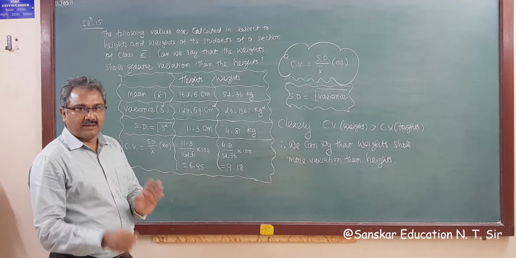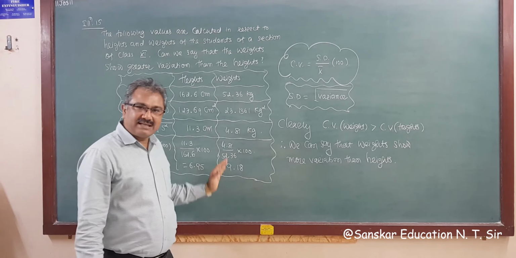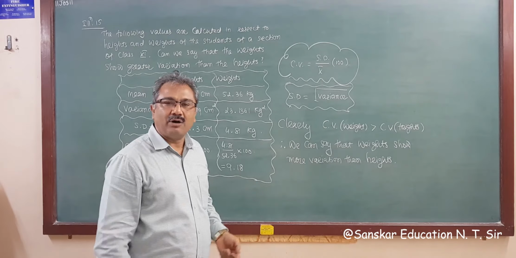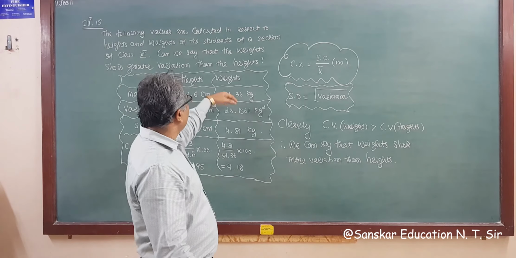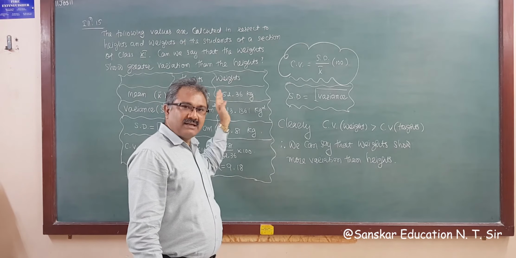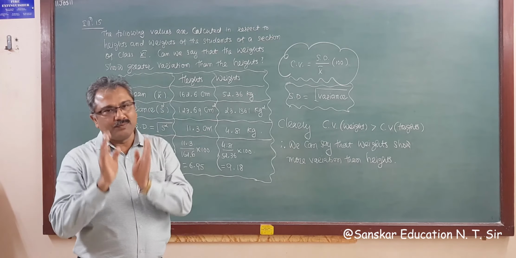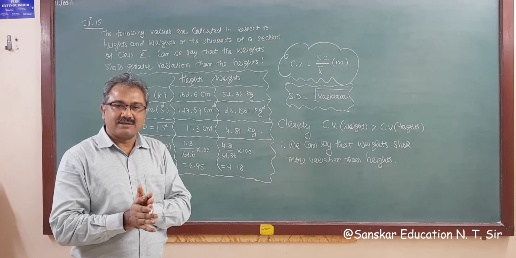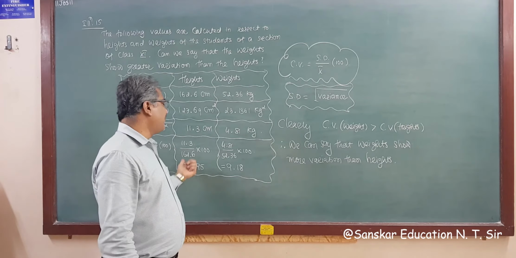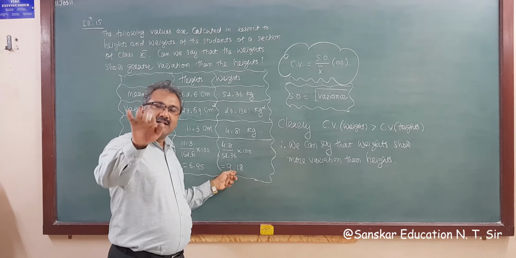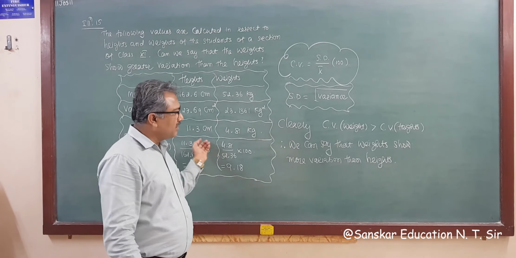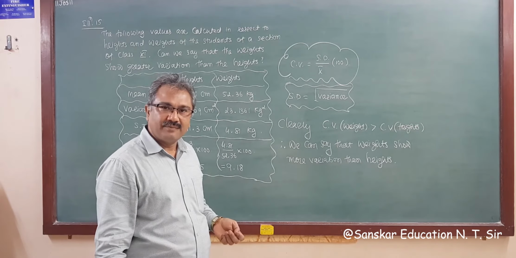If the CV is less, then that data, that series, whether height or weight, is more consistent. And if the CV is greater, then that group or series has more variation.